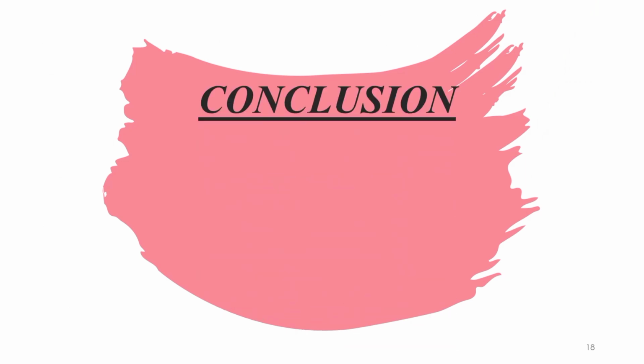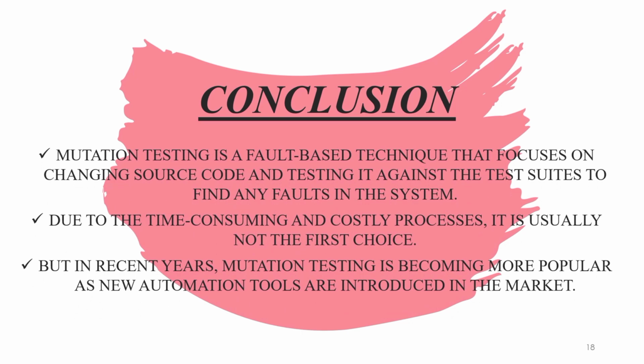So let us come to the conclusions for today's topic. Mutation testing is a fault-based technique that focuses on changing source code and testing it against the test suites to find any faults in the system. Due to the time-consuming and costly processes, it is usually not the first choice. But in recent years, mutation testing is becoming more popular as new automation tools are introduced in the market.